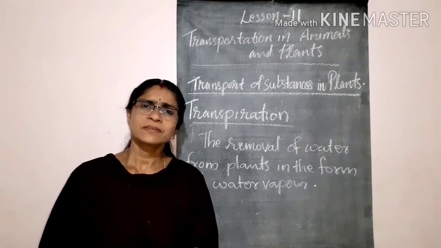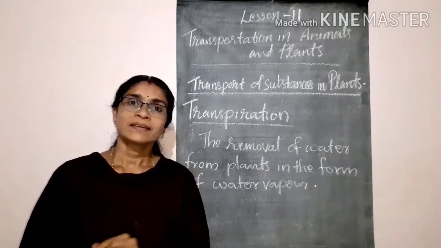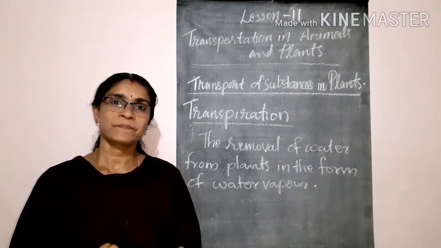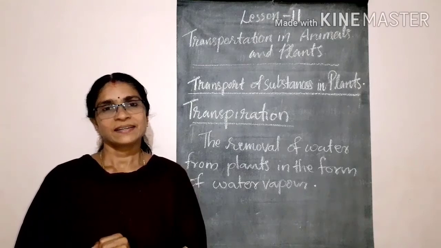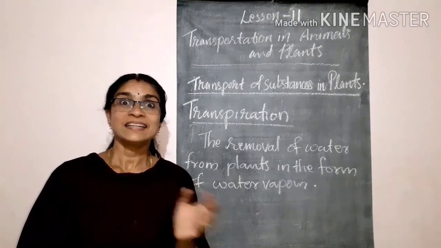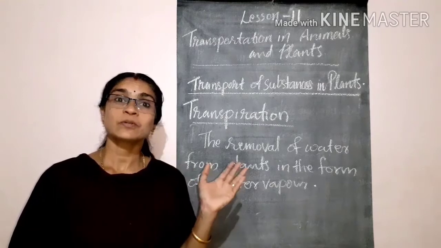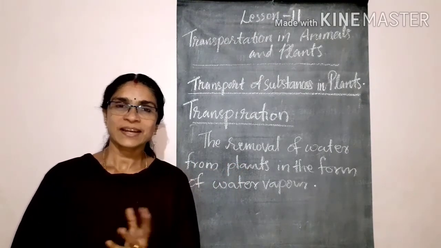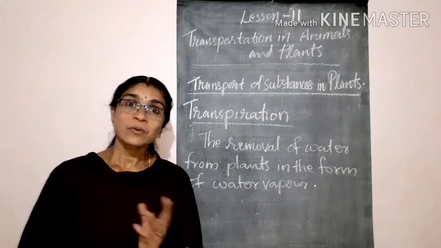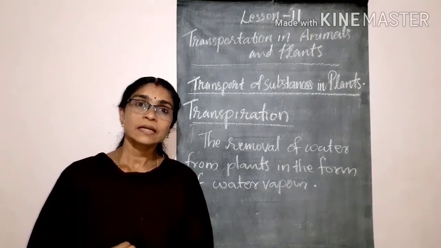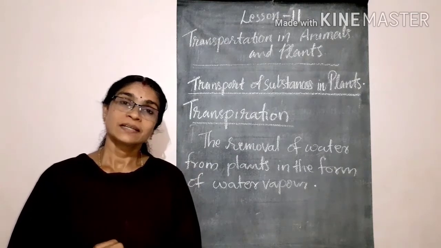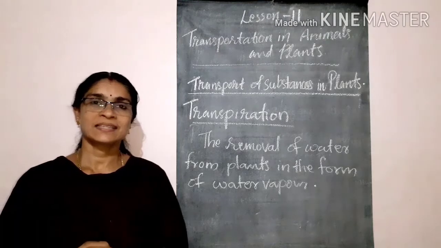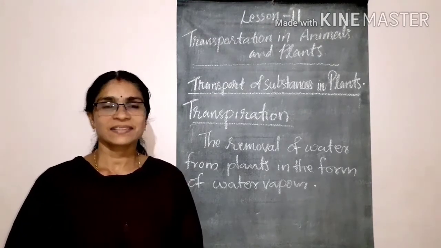From where does the water come? Those water drops are formed due to the condensation of water vapor that is released by the plants by the process of transpiration. Okay. So transpiration is the process of exit of water in the form of water vapor from the minute pores in the plants.